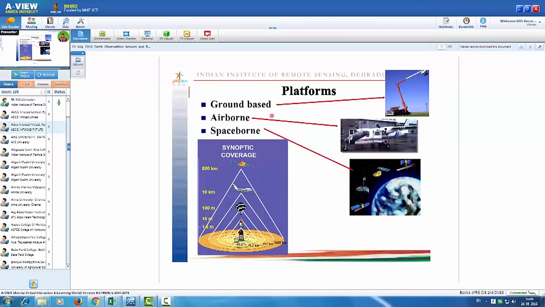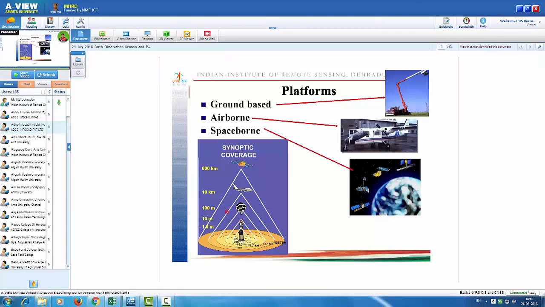After that, let me tell you about three categories of platforms: ground-based, airborne and spaceborne. And why we went for spaceborne data acquisition, you can see from the synoptic coverage of the different types of platforms. With a satellite at 800 kilometer altitude, we are able to cover a larger area. From an aircraft at 10 kilometer altitude, the coverage is approximately 357 kilometers.